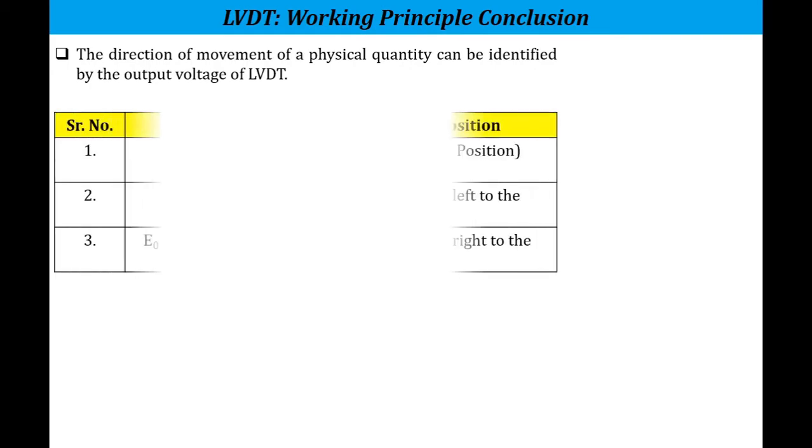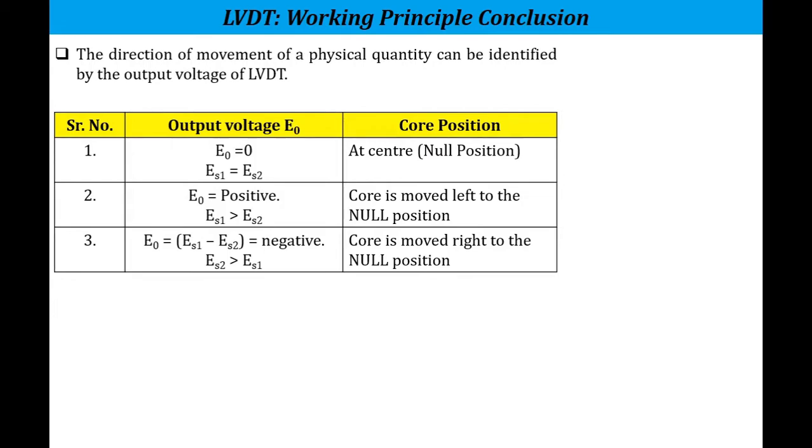Now, the direction of movement of a physical quantity can be identified by the output voltage of an LVDT. So what conclusion we can draw here? Suppose output voltage E0 equal to 0, then it indicates that the position of the core is exactly at the center, that is, it is a null position. Suppose output voltage E0 which is obtained is positive, then it indicates that the core is moved towards left hand side of a null position. And if the output voltage E0 is negative, then core is moved towards right hand side of a null position.